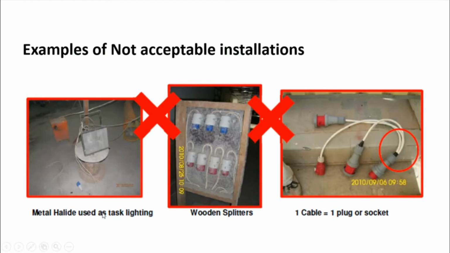Here are some examples of not acceptable installations. Metal halide used as task lighting. So this is unacceptable because it's a good conductor. Wooden splitters are not a good practice because when they overheat, they can cause a fire. One cable equals a plug or socket. So you have one cable only, but you connected all the sockets. So these are all unacceptable installations.